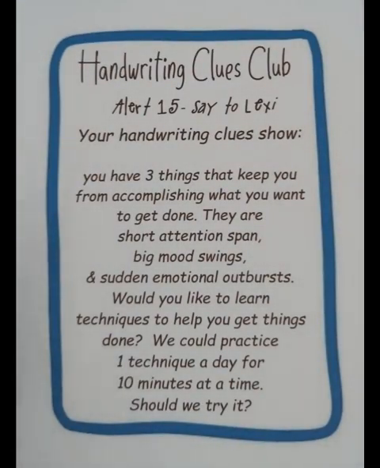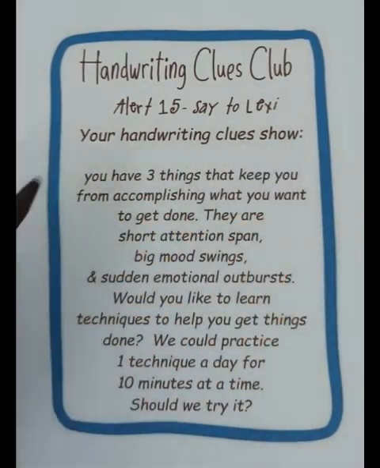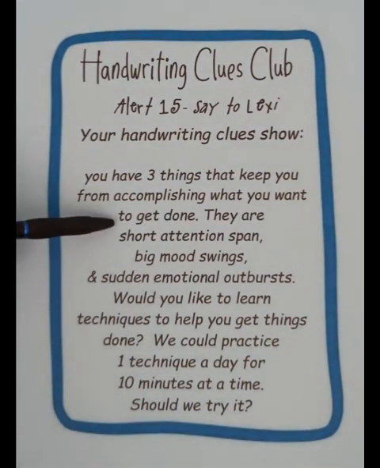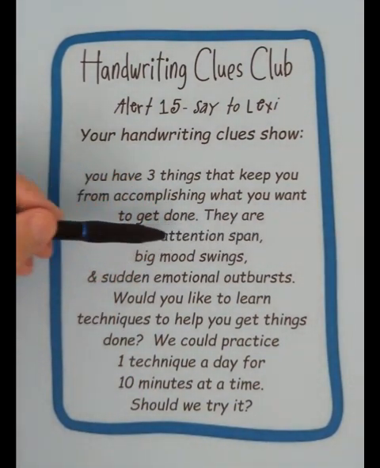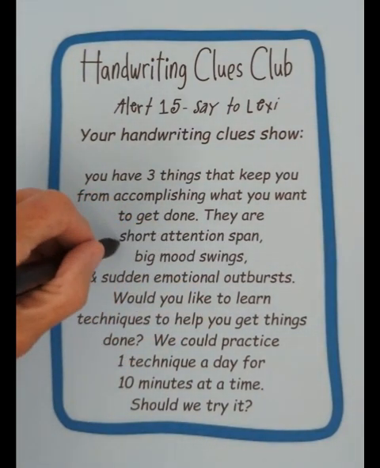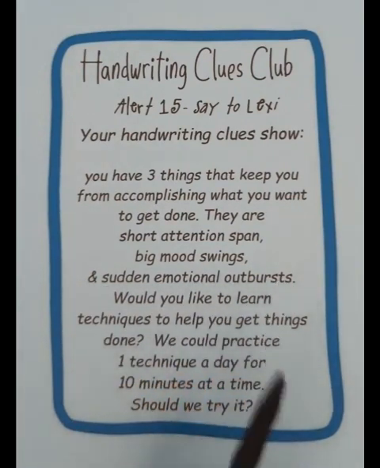Okay. Now, Lexi, poor Lexi, she's got triple things to deal with. And you can say to Lexi, your handwriting clues show you have three things that keep you from accomplishing what you want to get done. They are short attention span. We say short, it could even be no attention span. You have big mood swings and you have sudden emotional outbursts.